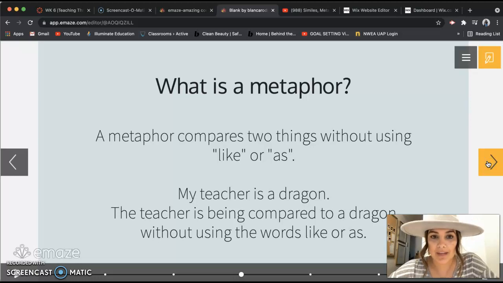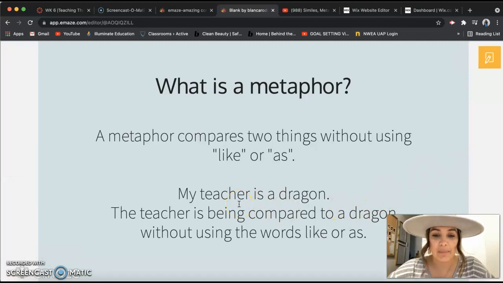Next up is metaphor. What is a metaphor? A metaphor compares two things without using like or as. And the example is my teacher is a dragon. The teacher here is being compared to a dragon without using the words like or as.